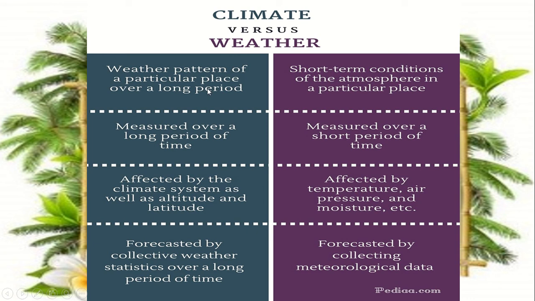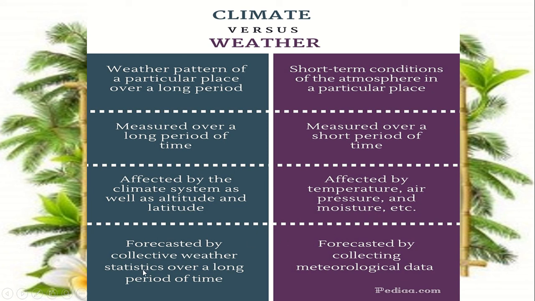Climate follows weather patterns of a particular place over a long period, but weather is the short-term condition of the atmosphere in a particular place, measured over a short period of time. This is climate, this part is weather. Climate is affected by the climate system as well as altitude and latitude. Previously I told you about the controlling factors. Weather is affected by temperature, air pressure and moisture, etc.